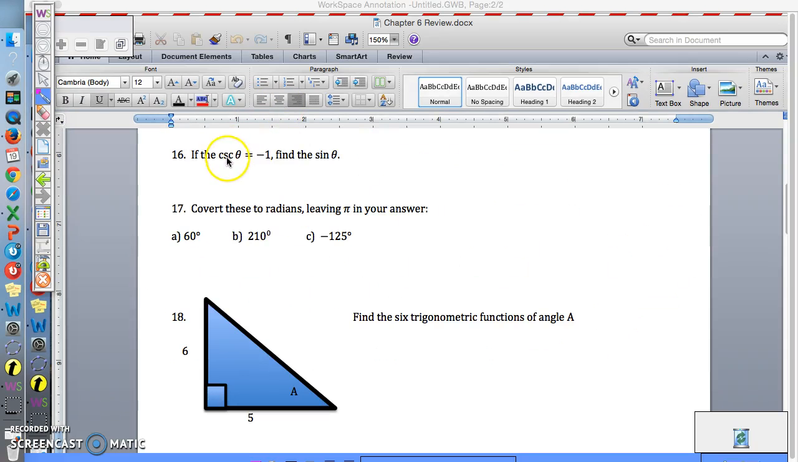Let's see. If the cosecant is -1, find the sine. Well, these are reciprocals again. So this is -1 over 1. So we flip it, 1 over -1. So our sine is also -1.